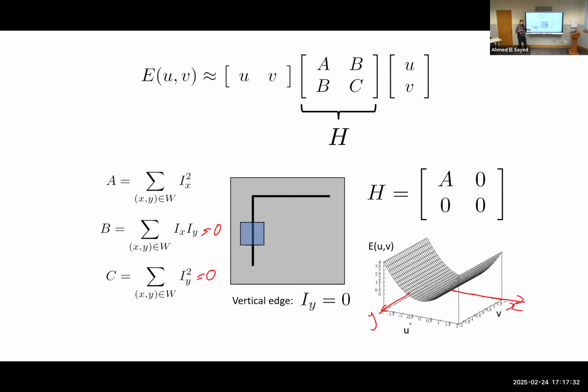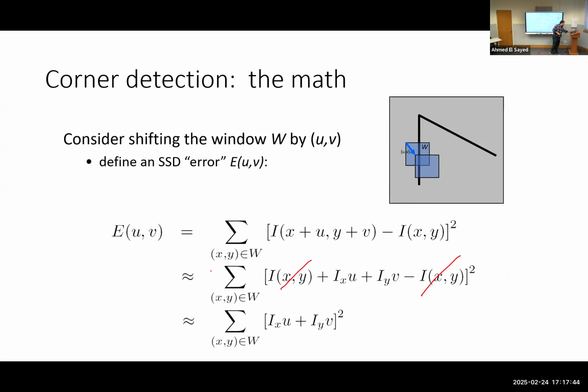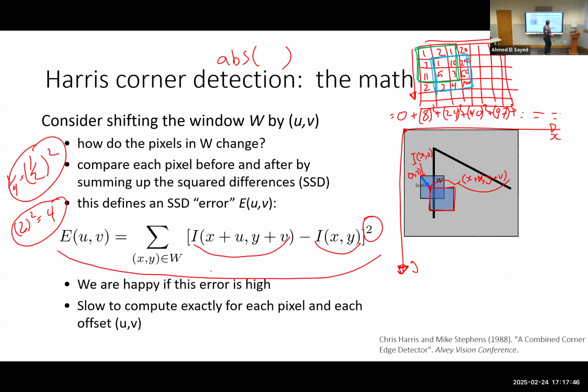Can I use those concepts to judge if I have a corner or not, without making all the window shifts that we discussed before? Can I use the concept that we discussed right now to find the corner? Yeah. How?